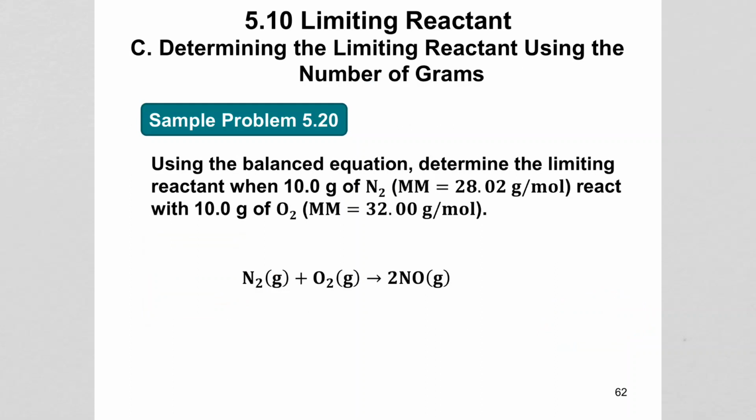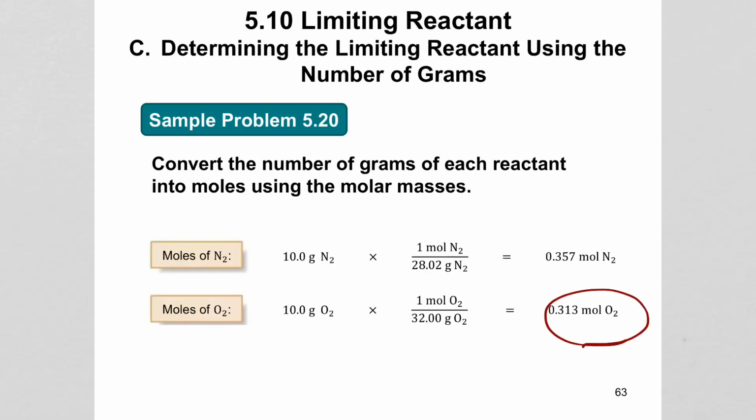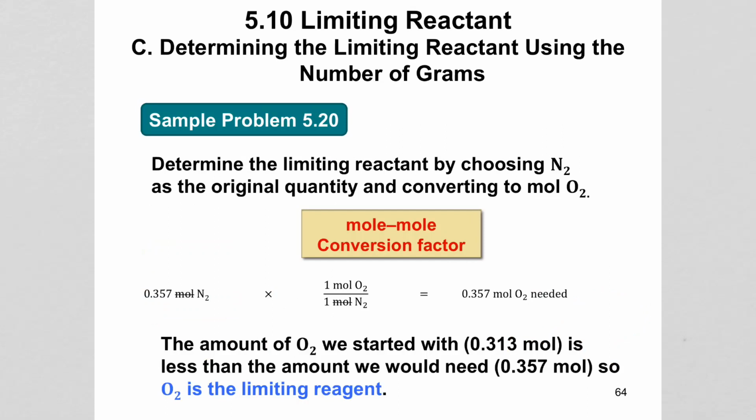Now, that is pretty much what they're asking us for. And as you can see, we actually have it here. And that's pretty much it. You just analyze which one of them gets used up first. That is your limiting reactant. The other one is your excess reagent.